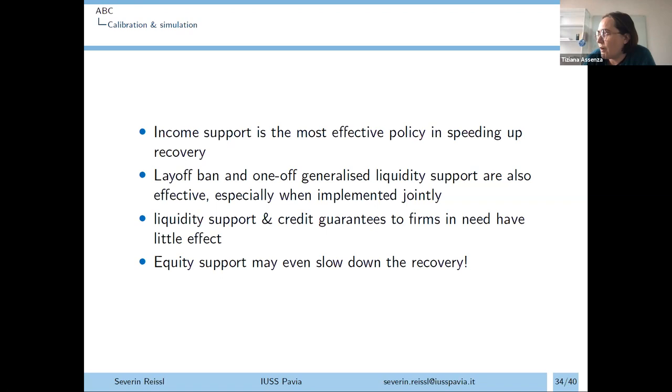Okay, so suppose that there's a firm in the model that would go bankrupt, but it doesn't because it gets an equity injection. So it stays in the model, but that doesn't mean that it immediately wants to produce more.